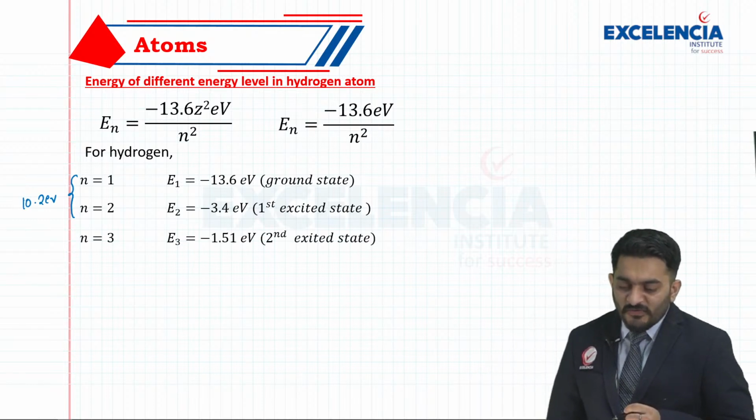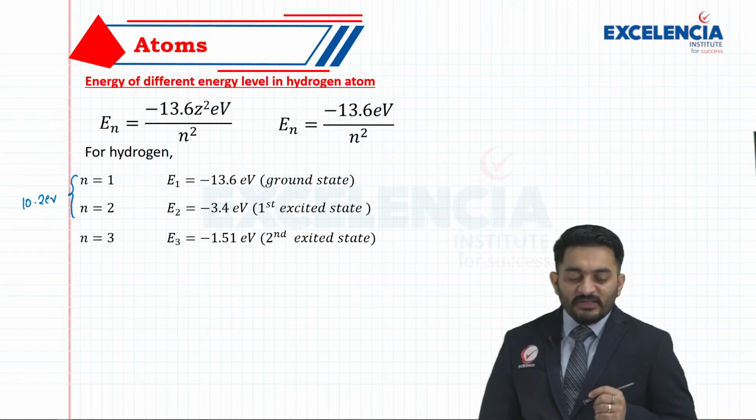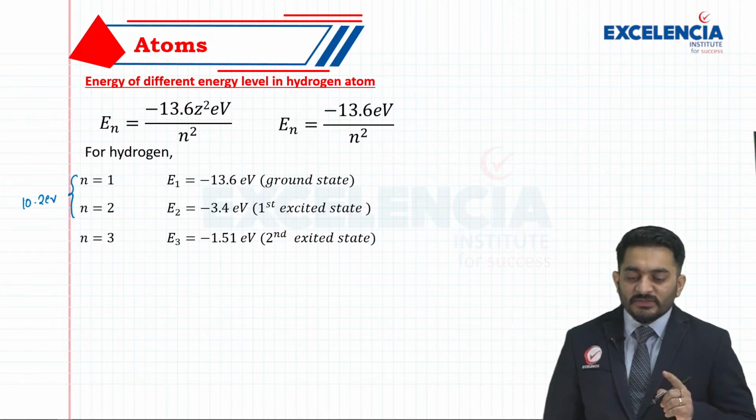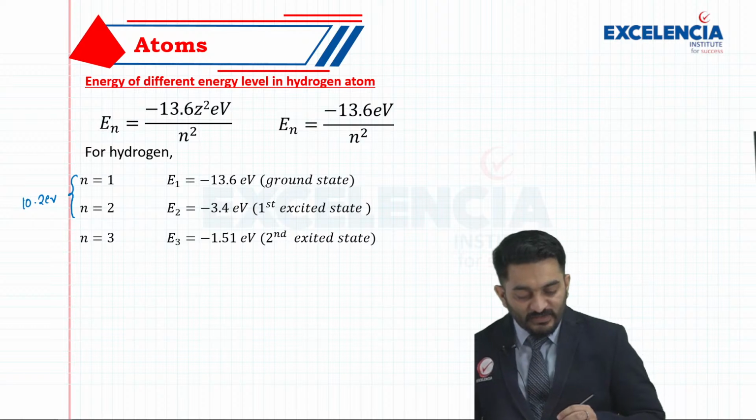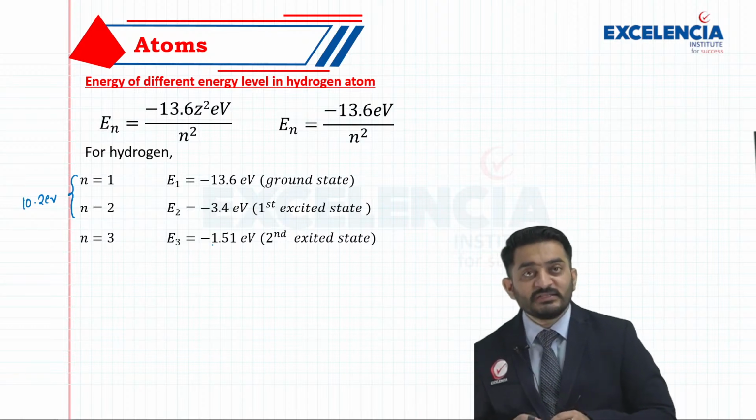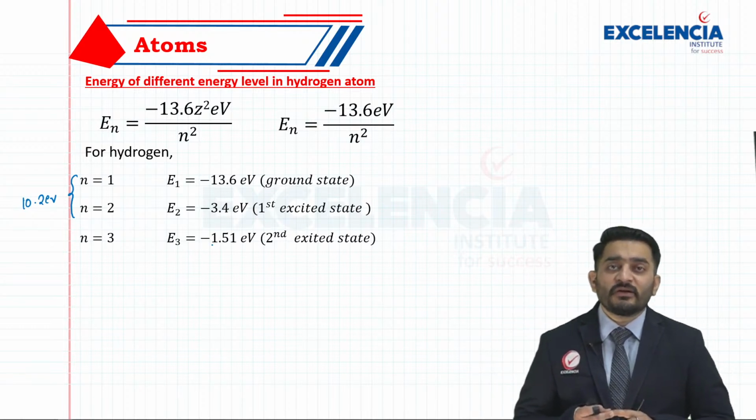When I go for n equal to 3, I plug in n equal to 3, it becomes 9, so 13.6 divided by 9 will give me an answer, and that answer comes out as 1.51 electron volt.